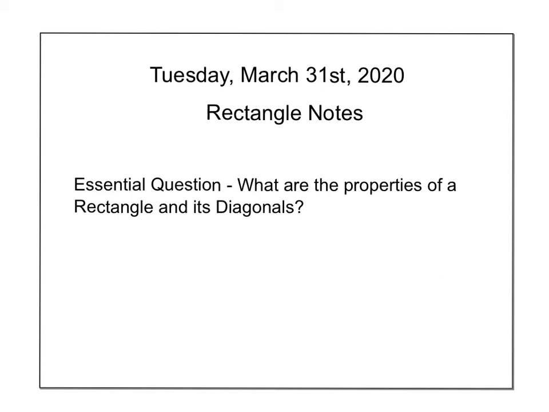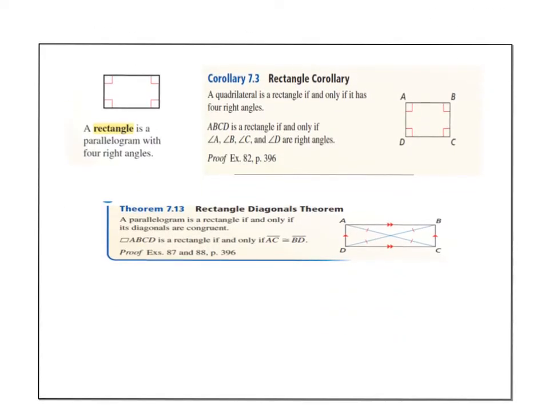Today's lesson is on rectangles. So the question is, what are the properties of a rectangle and its diagonals? So some vocabulary: a rectangle is a parallelogram with 4 right angles.